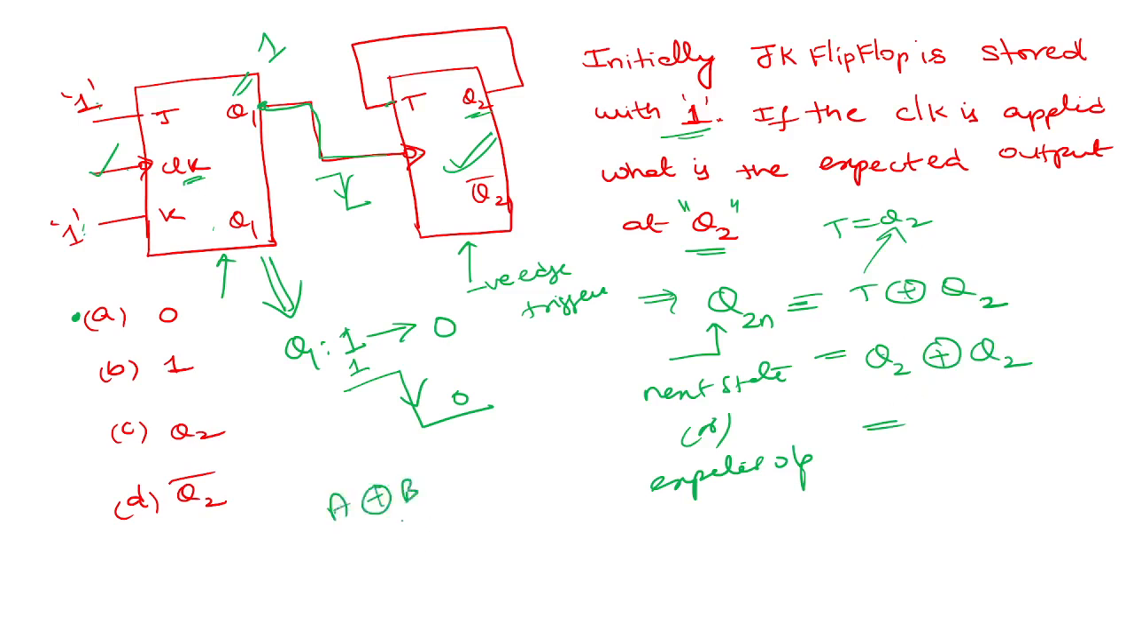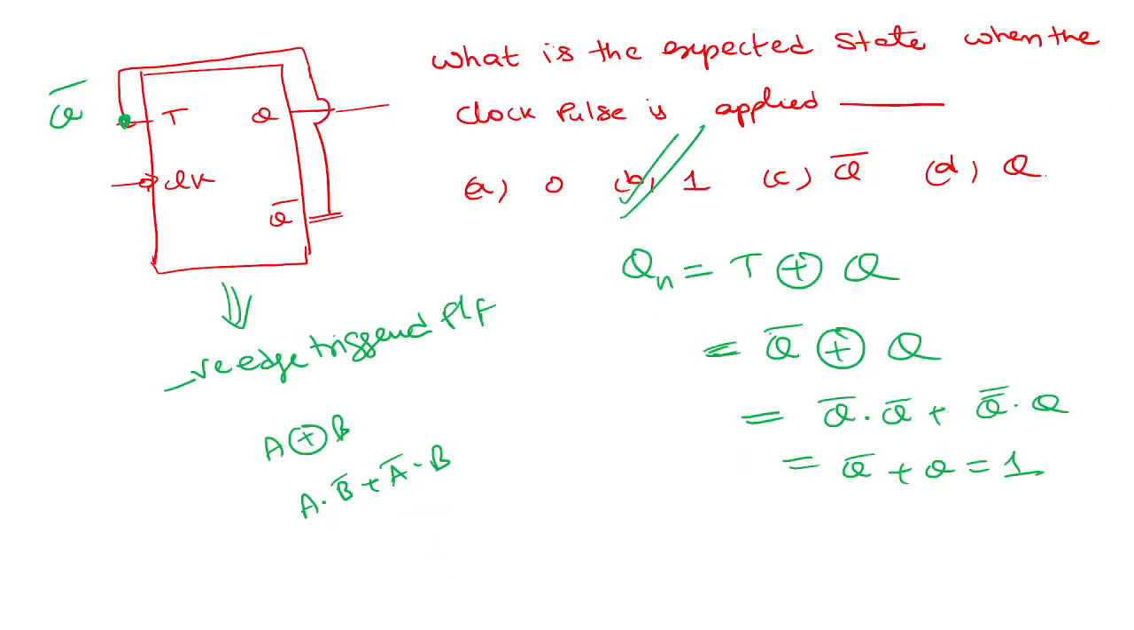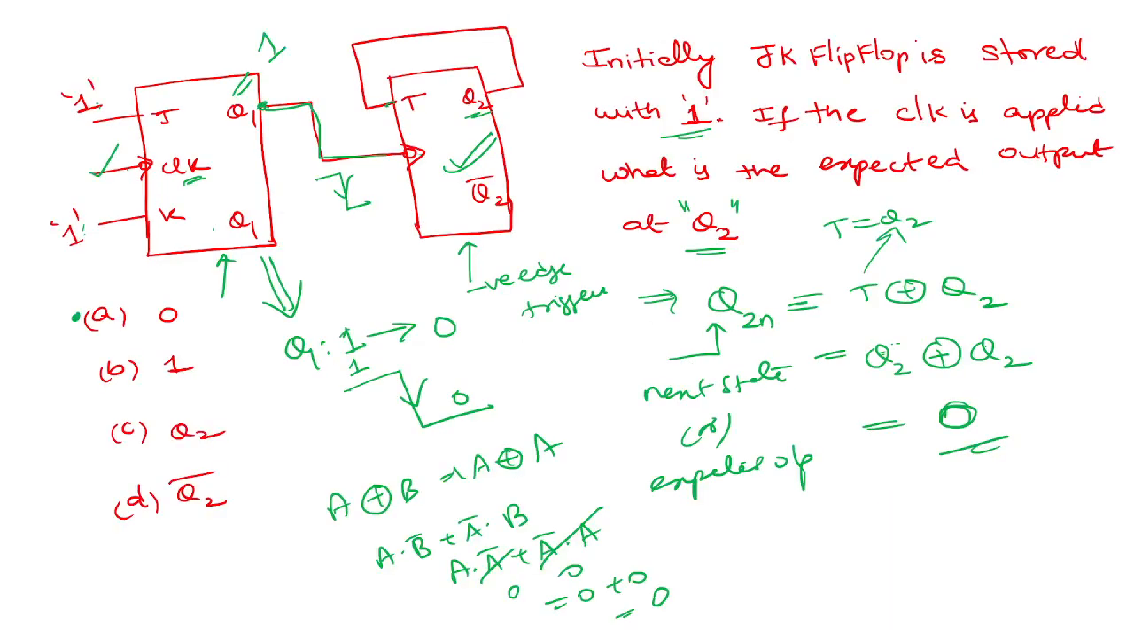A XOR of B again, A B bar plus A bar B. If both are the same, for example A XOR of A, A dot A bar plus A bar dot A. This is 0, this is 0, so 0 or 0 is 0. If both inputs are the same, you will get 0. In the previous case, inputs are different, you will get 1. That's the XOR operation. You can also use it as a comparator sometimes. XNOR also you can use as a comparator. So option A is the right answer.